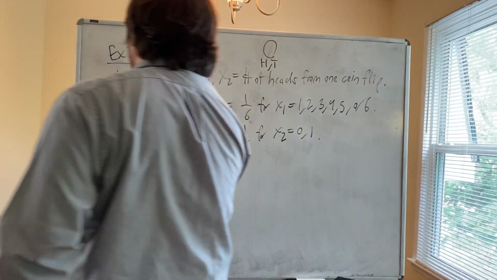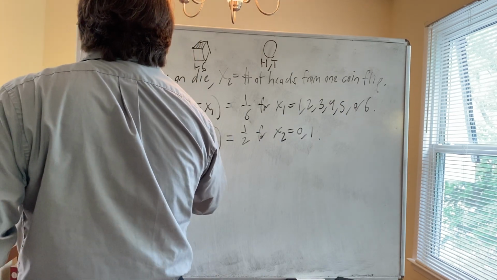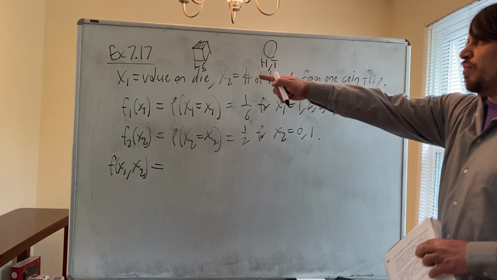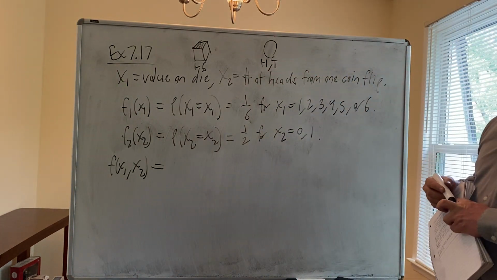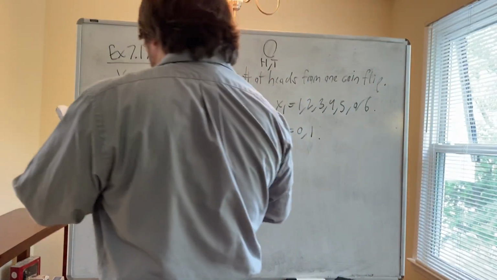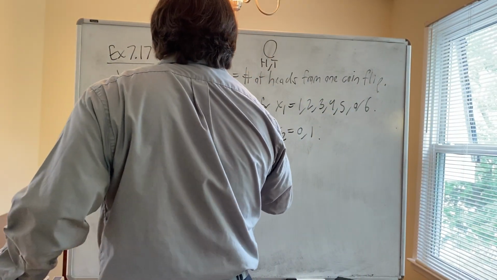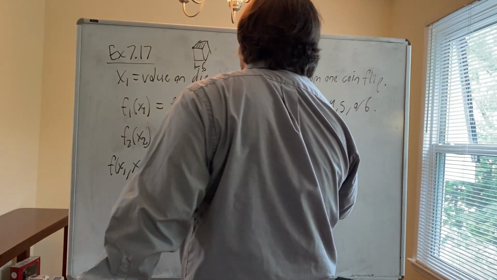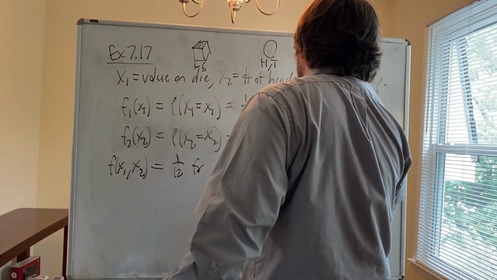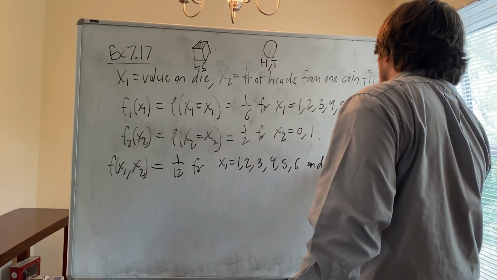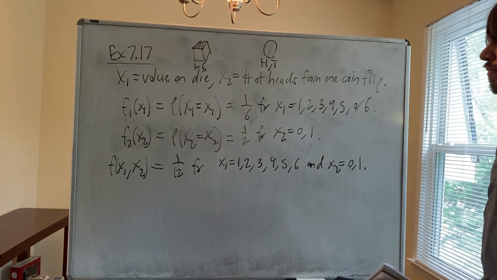Now, if you want to know the joint probability density function of x1 and x2, right, what is the probability of an outcome of one roll of the die and a certain coin flip, a certain number of heads? Well, that's just going to be 1/12 for any of the values of x1 from 1 to 6 and x2 being any of its values 0 or 1.